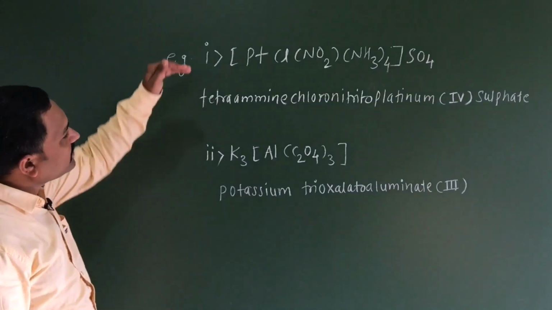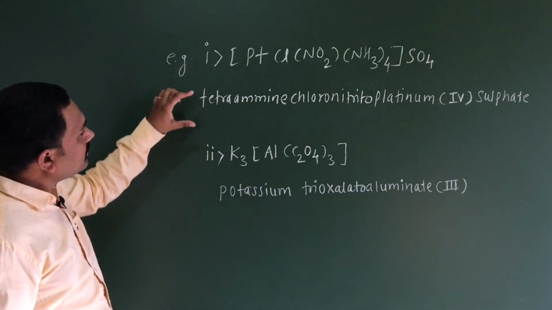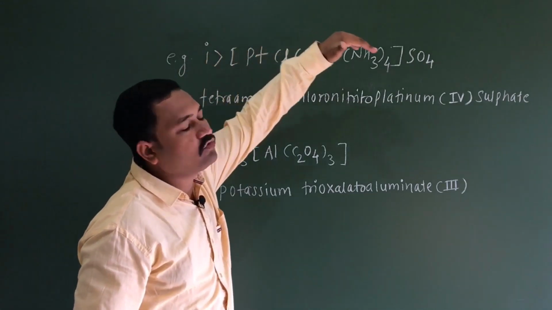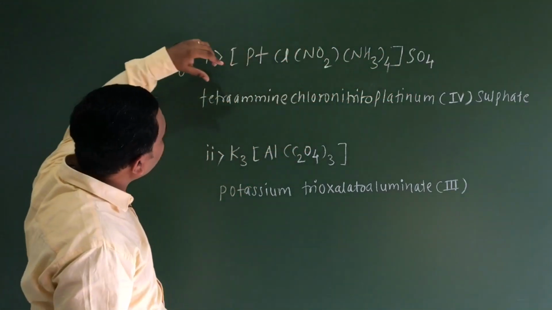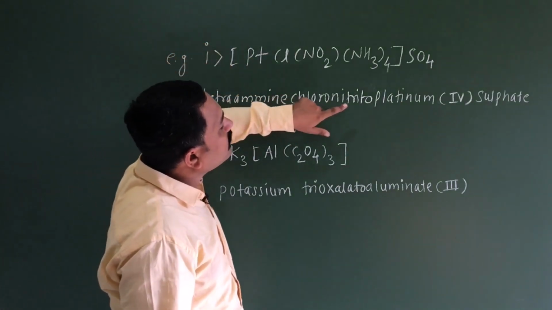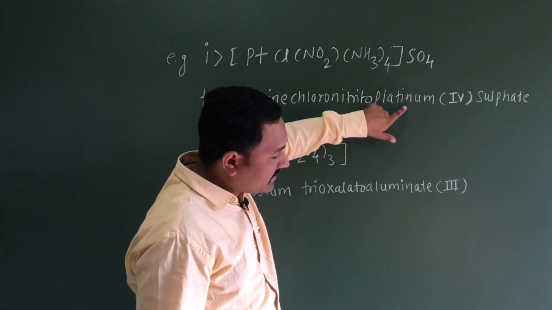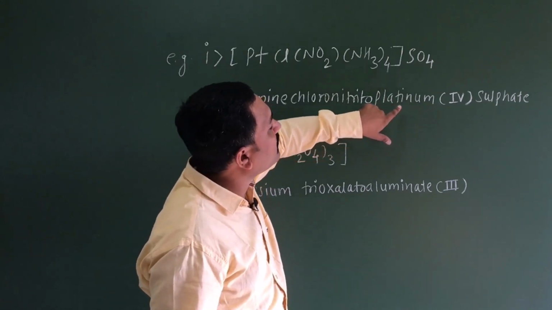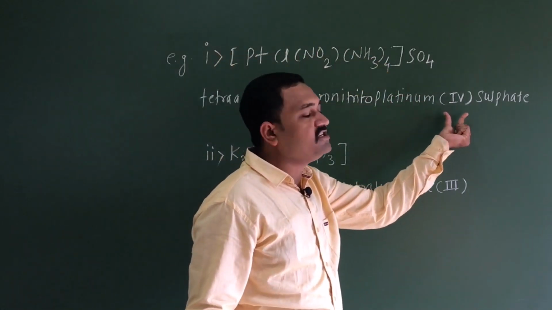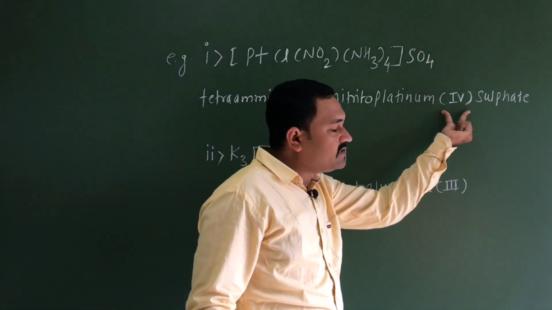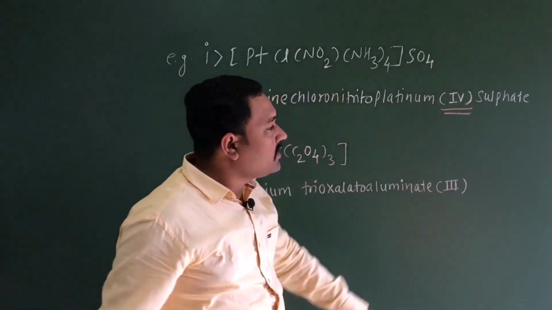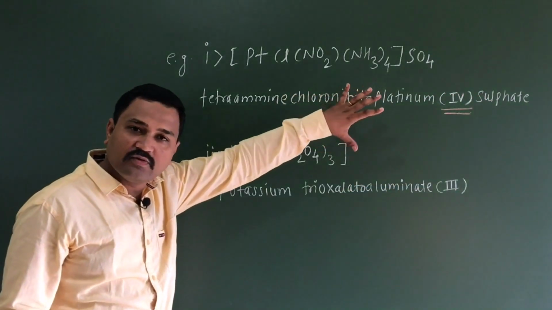Here I have taken two examples. PtCl(NO2)(NH3)4 SO4 is the first example. So here I have written the name as tetraamminechloronitritoplatinum, which is the name of your central metal atom or ion, and its oxidation state is 4, which I have written as a Roman numeral in the parentheses. Sulfate is the anion that we must consider.